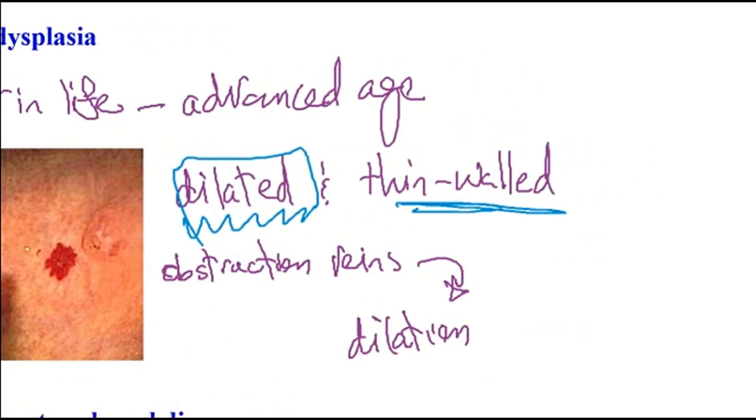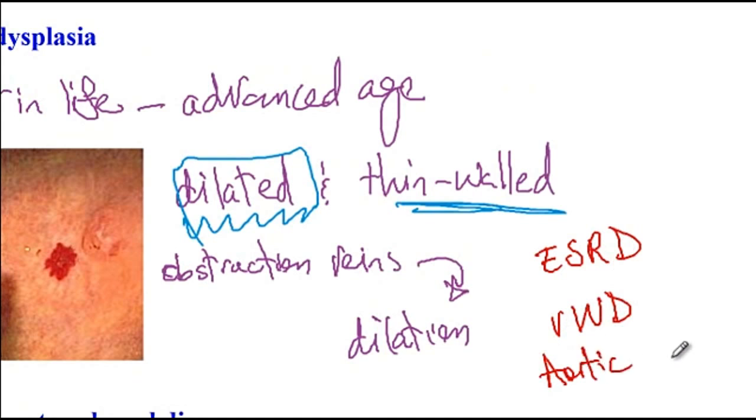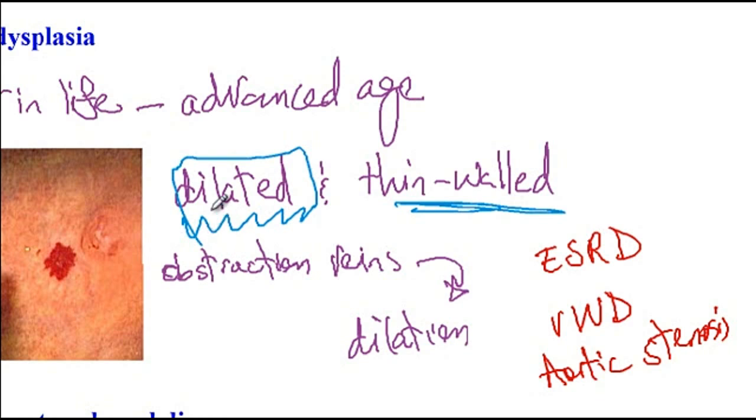Now, some of the predisposing conditions to angiodysplasia include end-stage renal disease, von Willebrand disease, as well as aortic stenosis. And so the type of question that you may see on the exam is that a patient presents with lower GI bleed, the colonoscopy is done and colon cancer is ruled out. On colonoscopy you see dilated and tortuous veins. What is the diagnosis? Then the diagnosis would be angiodysplasia.